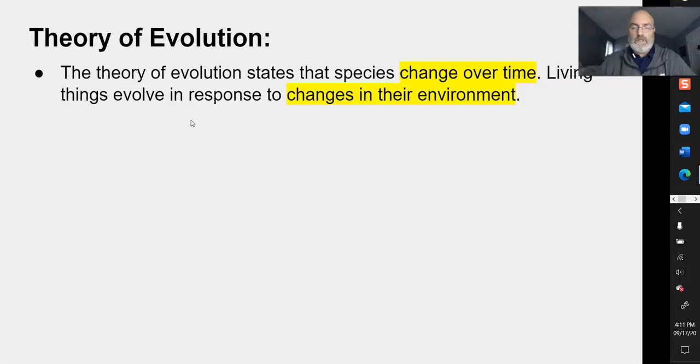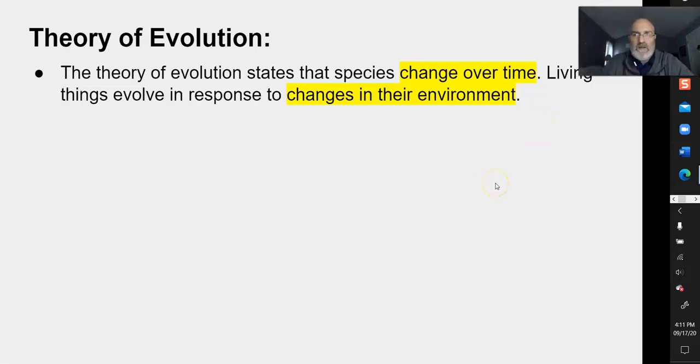Now, let me ask you a quick question. This is just yes, no. Do you think that environments change over time? Well, yeah, of course they do, right? Can you give me some examples of environments changing over time? Yeah, I mean, certainly, if you think about global warming, that's a really good example of environments changing over time. Or if you think about melting ice caps, that's a really good example of environments changing over time. What evolution argues is that species respond to those changes by adapting and changing over time.